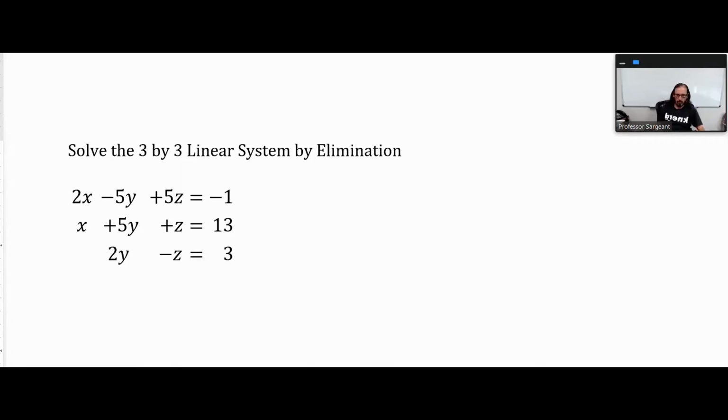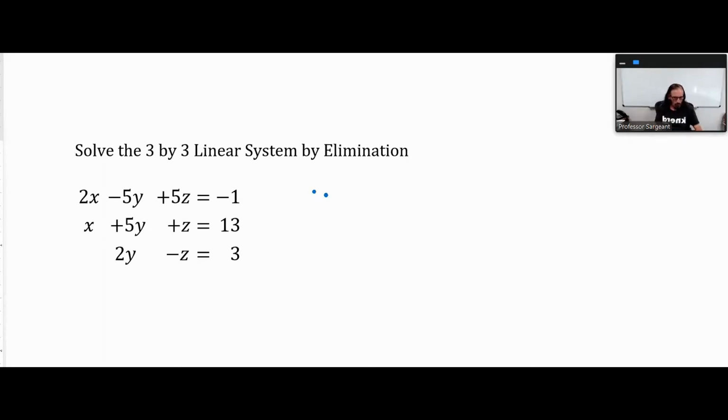Welcome back. Let's solve another 3x3 linear system. There are a lot of options here, but notice how the third equation has only two variables, y and z. So why don't we use the first two equations, get x to eliminate, and be left with a second equation that has the two variables, y and z. I'm going to leave the first equation alone.